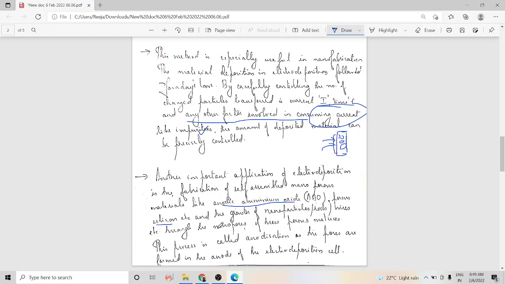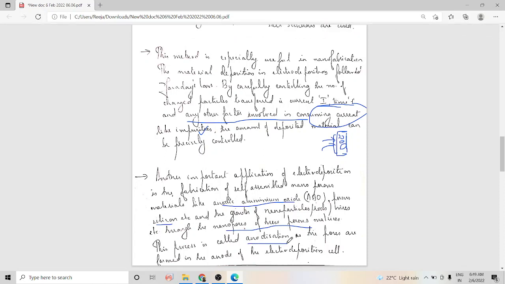And these porous anodes, or these nanoporous matrices, can be used for the growth of nanoparticles, nanorods, nanowires, etc. That is, these nanoporous anodes, or the nanoporous materials that you synthesize, can be used for the growth of nanorods, nanowires, other nanoparticles, etc. That is, they act as nanoporous matrices. This process is called anodization, as the pores are formed in the anode of the electrodeposition cell. This is an important point.